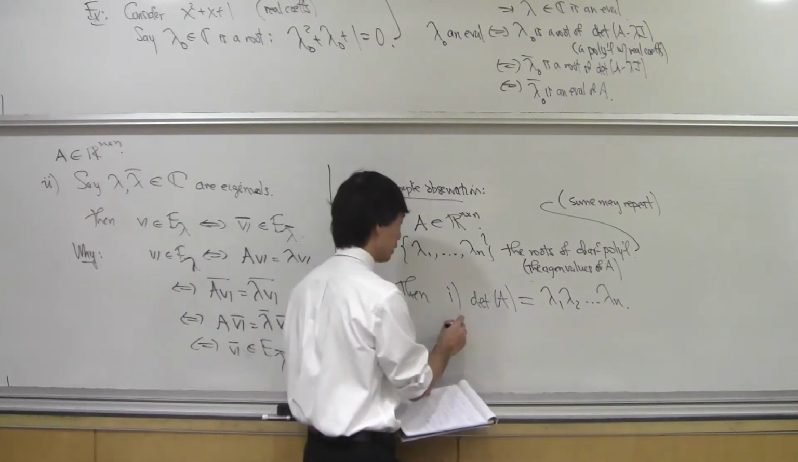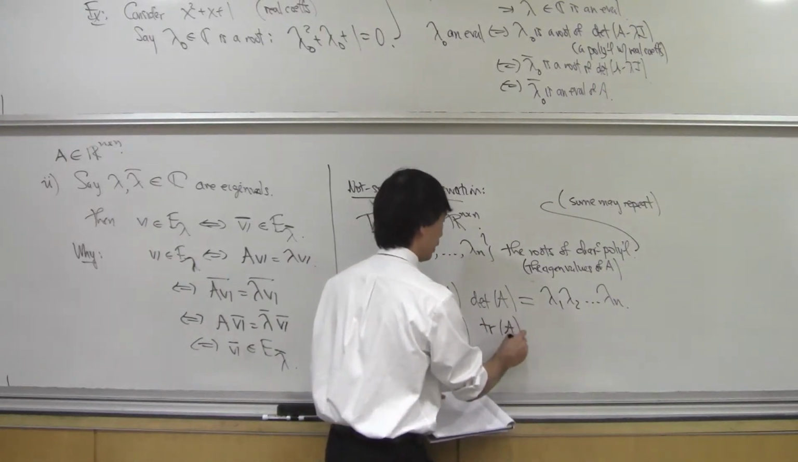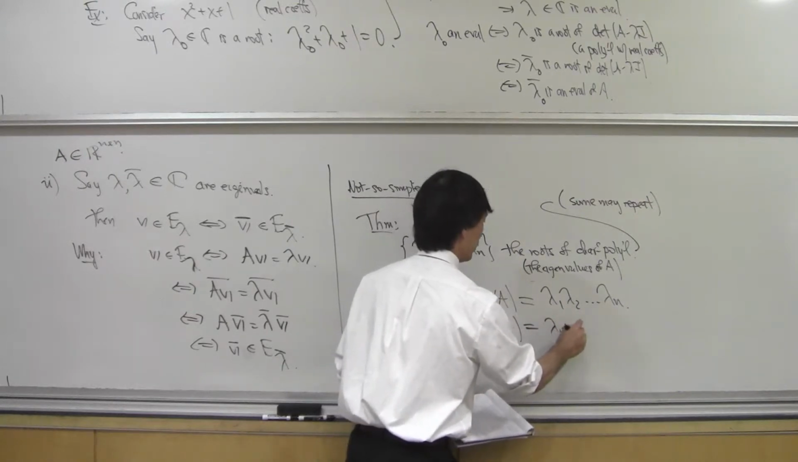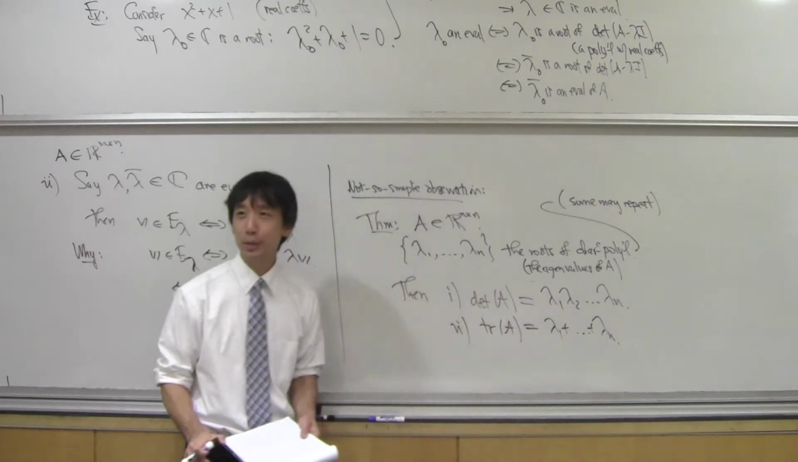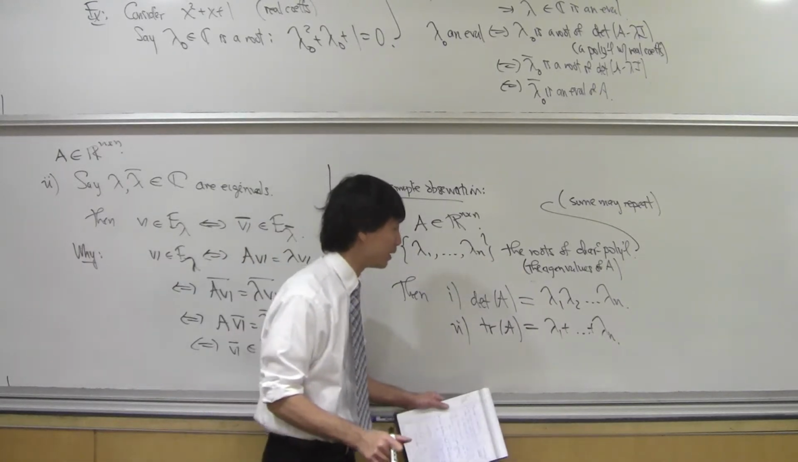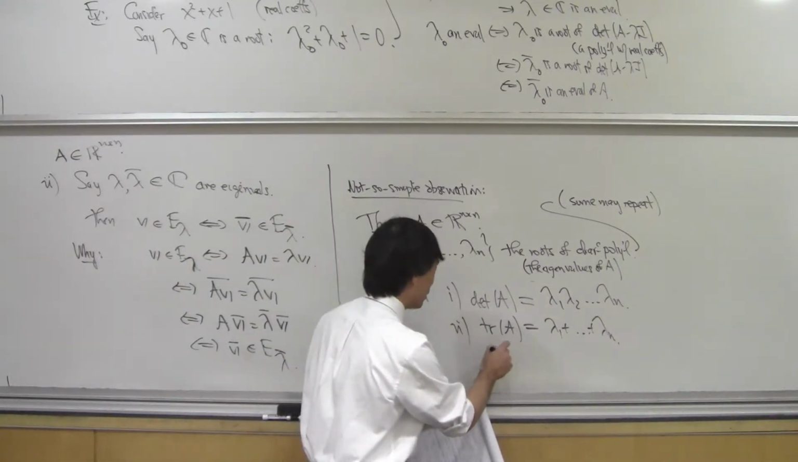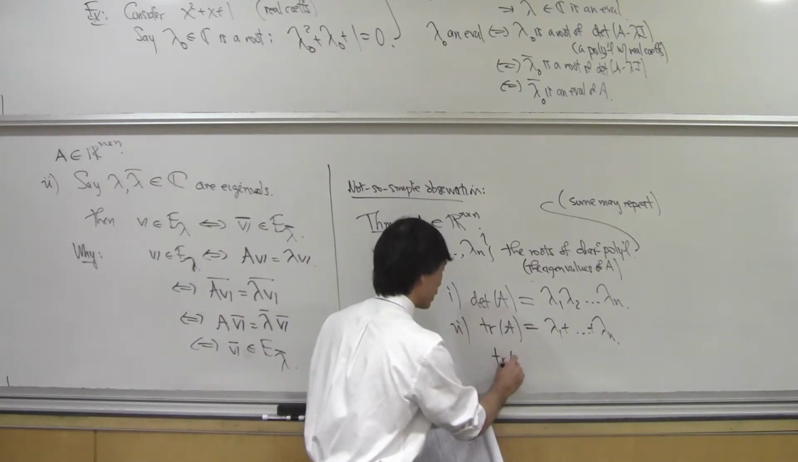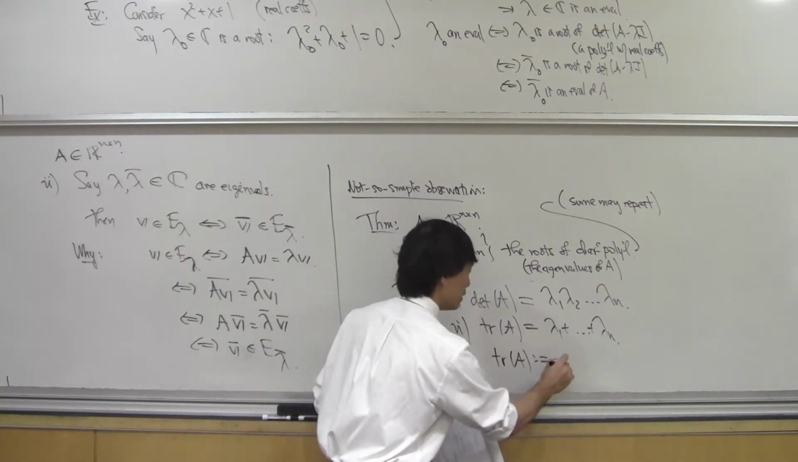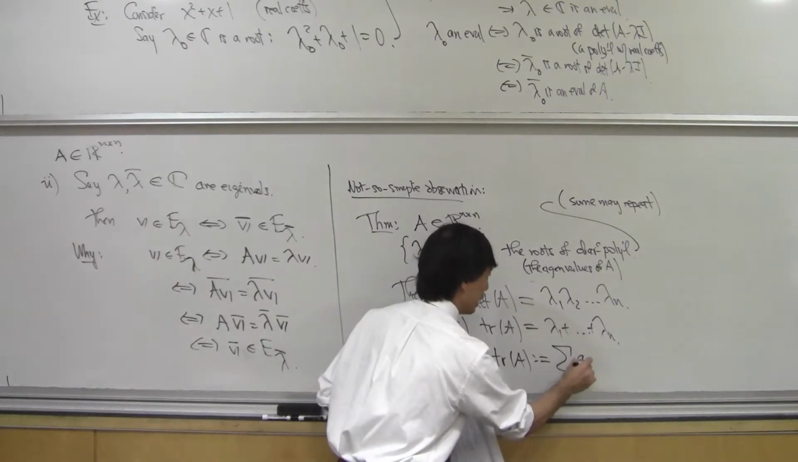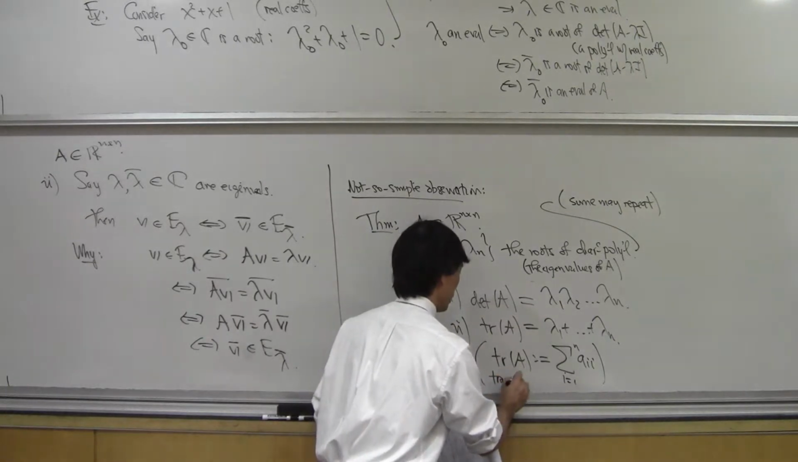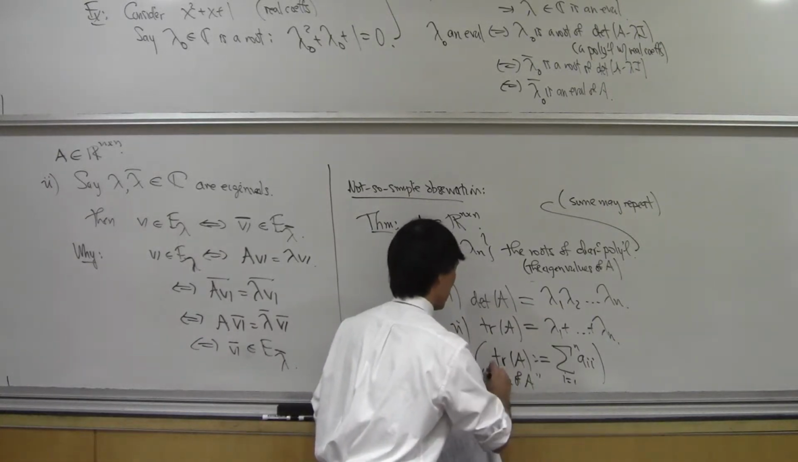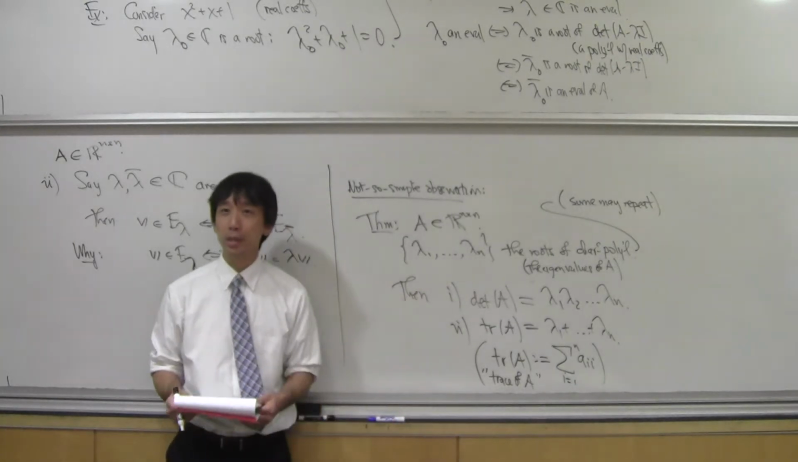And second, the trace of A turns out to be the sum of the eigenvalues. Now, I think we haven't introduced what the trace is, so maybe the second fact is not that interesting. But the trace is defined as the sum of the diagonal elements of your matrix.